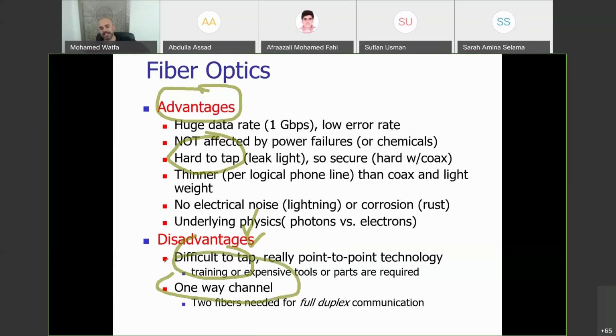It's a simplex. So if I wanted to connect A with B, typically I will need a cable like this and a cable like this. You wouldn't see it, but typically it's two cables, one for every direction. Interesting.